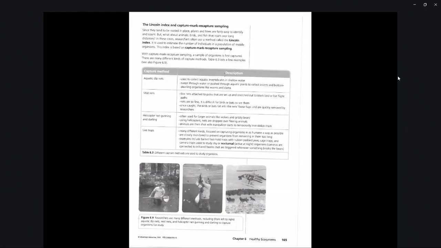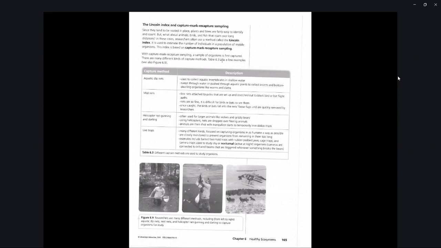All right. The Lincoln Index and Capture Mark Recapture sampling. So another type of sampling scientists, biologists use. Since plants and trees tend to be rooted in place, they are fairly easy to identify and count. You can just go in and put your quadrant sample down and you're all set. But what about animals, birds, and fish that roam over long distances? In these cases, researchers often use a method called the Lincoln Index. Okay, so it's an index that's based on capture, mark, recapture sampling.